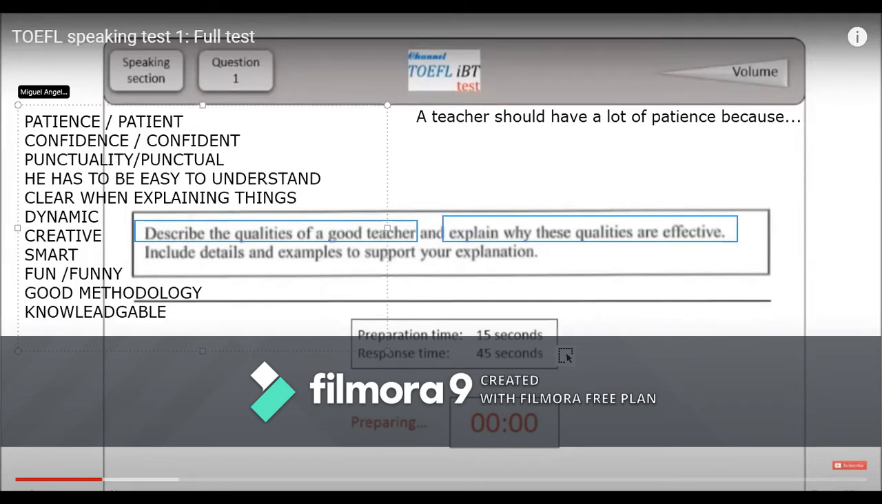All right? You have to give an example if possible. And you have to do it very, very quickly because it's only 45 seconds. You cannot waste time. All right?